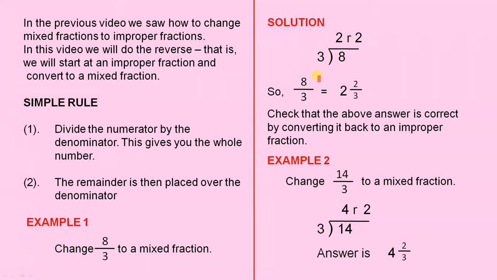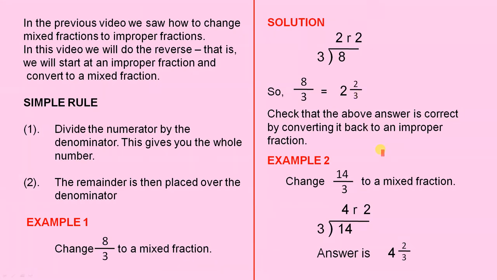Okay? So in other words, 8 over 3 gives us 2, and then the remainder is placed over the denominator. So 8 over 3 gives us 2 2/3. So check that the above answer is correct by converting it back to an improper fraction. So very quickly, 3 2s are 6, plus 2 is 8, 8 over 3.